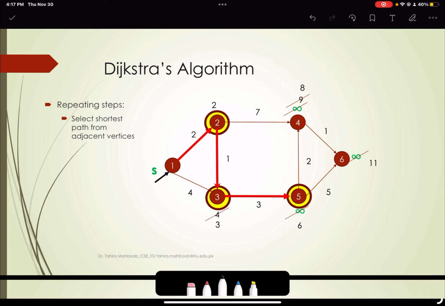From 5 we have 2 paths. Either we can move towards the node 6 or we could move to the node 4. So in this case, if we move towards node 4, initially we can see it was 9. If we go from 2 to 4 via 2, it was 9, but now if we go from 5, it has been updated to 6 plus 2 equals 8. So now your vertex 4 is selected.